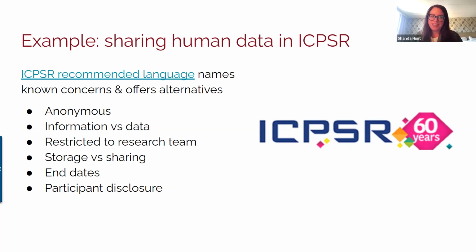Their website shows known concerns, some of those things that I just talked about, and then offers you alternative language. It addresses things like promising anonymity, talking about that information versus actually explicitly talking about data. It talks about restricting access to the research team. Sometimes we see language in consent forms that's really talking about data storage versus data sharing. So they address that, promising end dates to when the data will be shared, and participant disclosure.